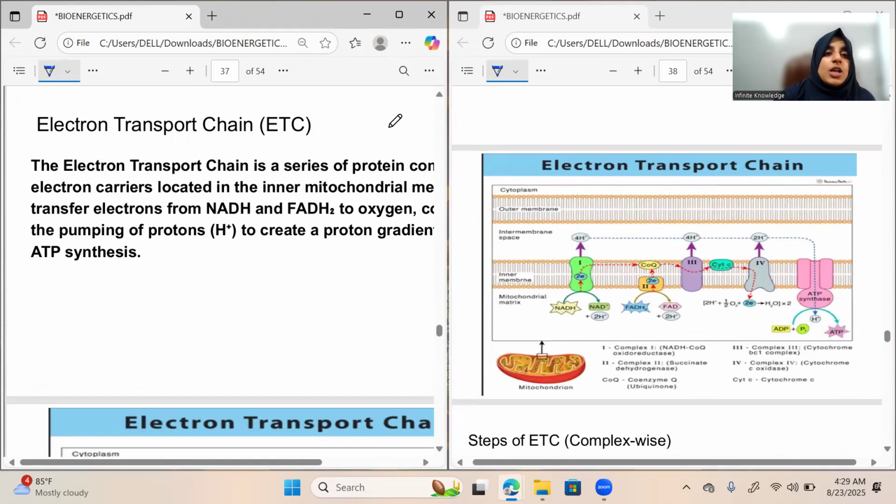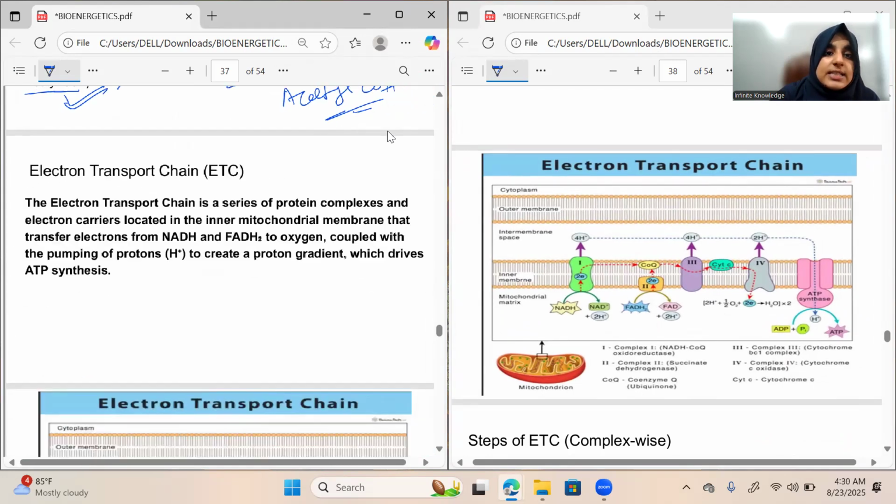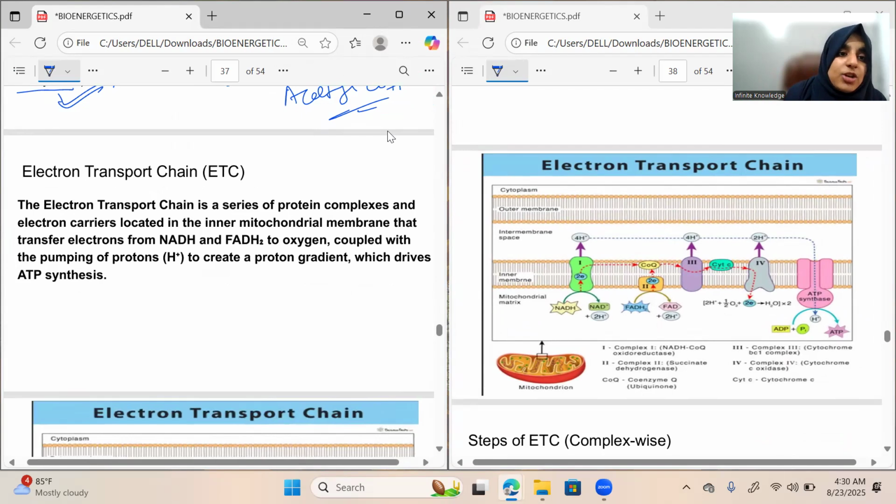Okay, now let's move on to the electron transport chain. All right. So what is the electron transport chain? It is a series of protein complexes and electron carriers located in the inner mitochondrial membrane. It is very important to learn the location where these steps occur. You need to remember the location of glycolysis, the location of the conversion of pyruvate to acetyl CoA, that is the linking reaction, the location of the Krebs cycle, and now the location of the electron transport chain, which occurs in the inner mitochondrial membrane, and it transfers electrons from NADH and FADH2 to oxygen. That helps to produce a proton gradient.